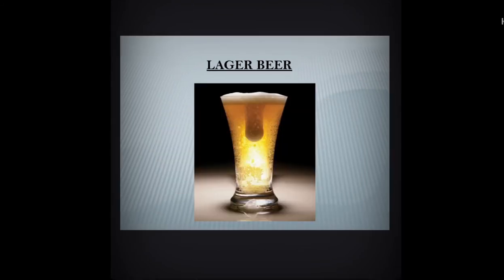The second type is lager. Lager is a bottom fermented beer, as the yeast settles to the bottom during fermentation, because lager is a cold temperature beer, 35 to 50 Fahrenheit. That is why lager is a bottom fermented beer.